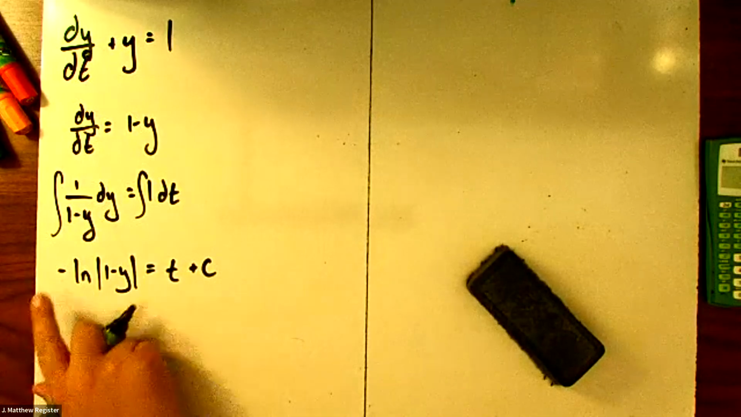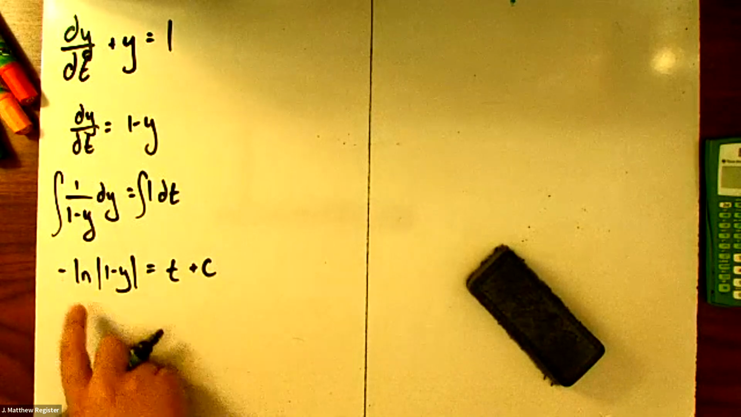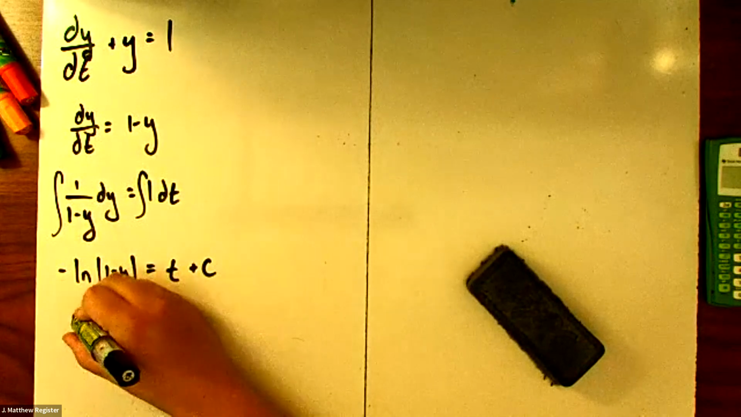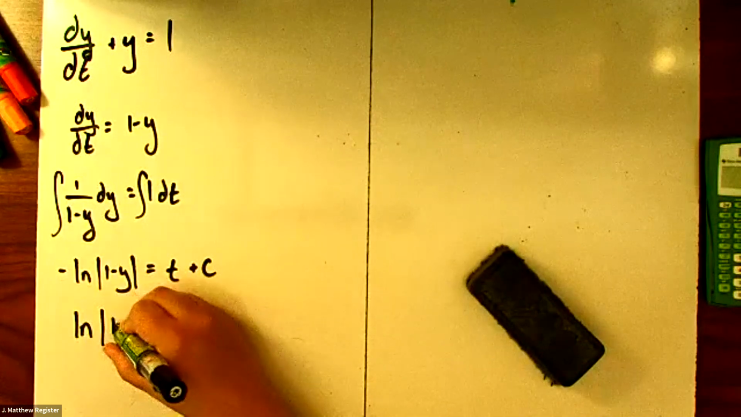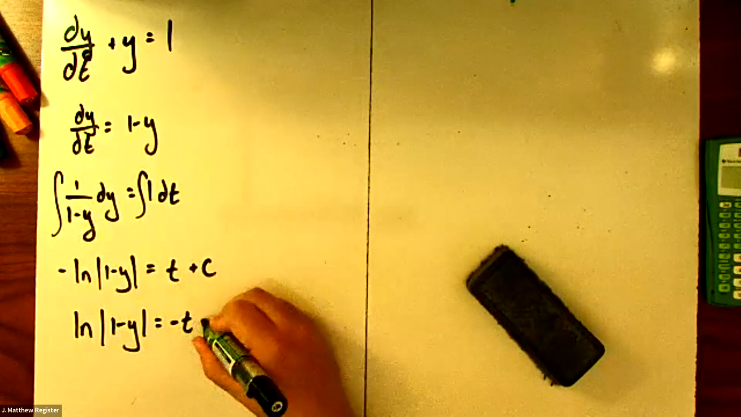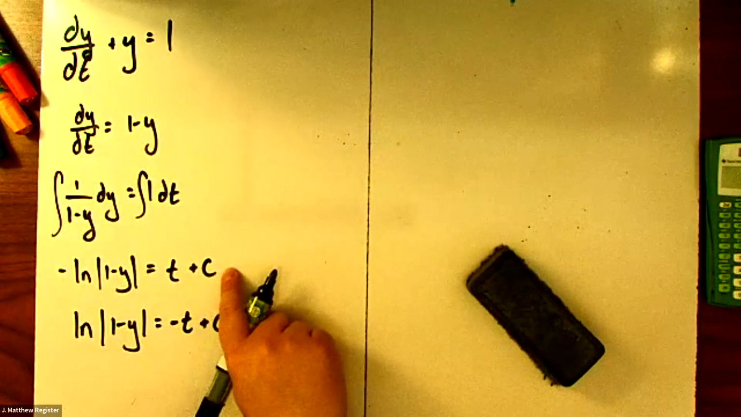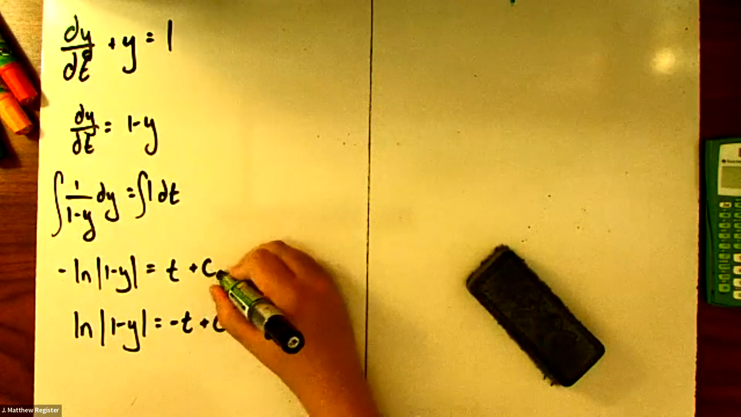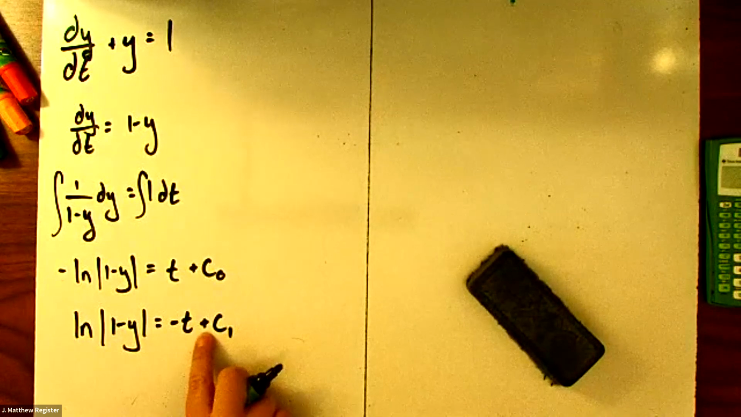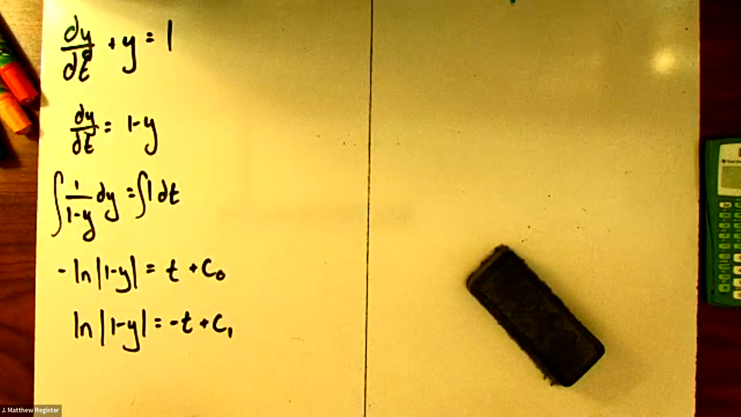And so to solve this for y, we might start by moving the minus sign over to the right side, which would give us a natural log of absolute value of 1 minus y is equal to negative t. And here's a fun bit. Remember how this constant can be a changing constant? If we think of this as c naught, we could make this be c1 and actually keep this as a plus sign, where we would say that c1 is equal to negative c naught.